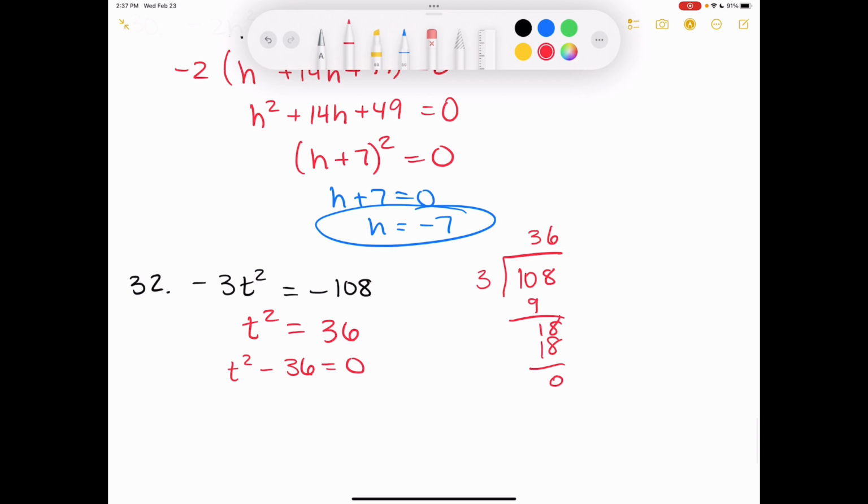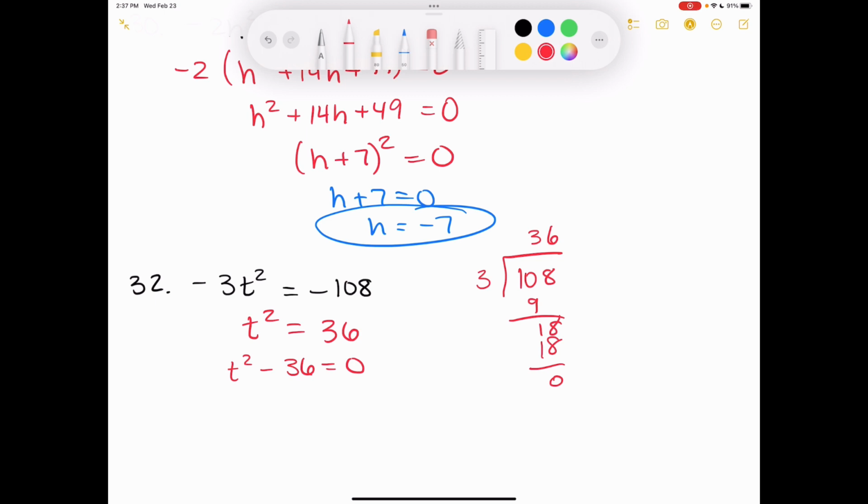Which special type is this? What special type is this? What was it called? I don't know, you tell me. The difference of squares. Yeah. All right, so then what does that factor into?